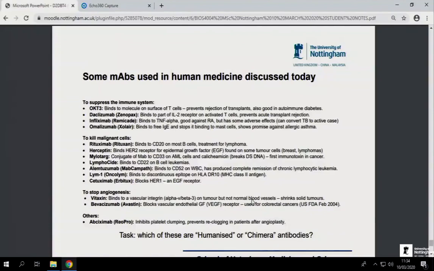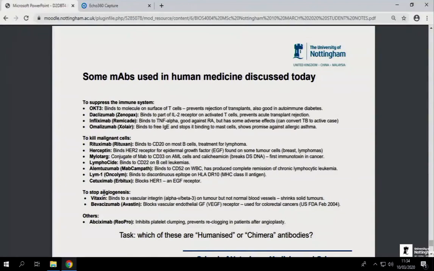There are some monoclonal antibodies that are currently mentioned today, and I just want to run through them and list them there. The ones that we talked about in particular are OKT3. We talked about rituximab, which binds CD20. We talked about Herceptin, which binds HER2. We talked about some of these other ones, alemtuzumab, which is used for CD52 and white blood cells. There's a few others as well, and some that are used to stop angiogenesis.